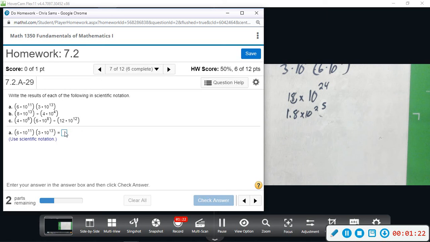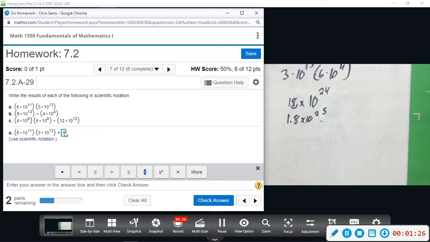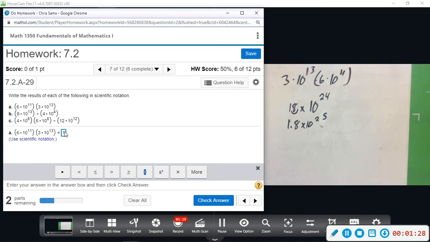Didn't realize I was cutting off the powers. 1.8 times 10 to the 25th power.